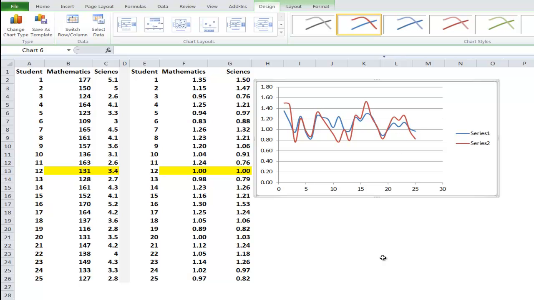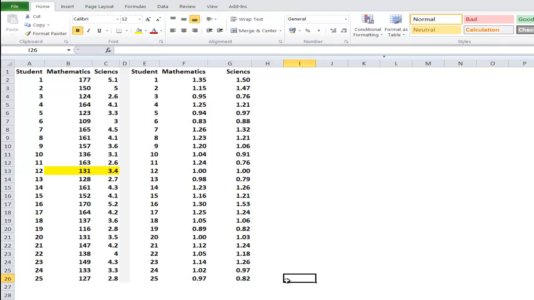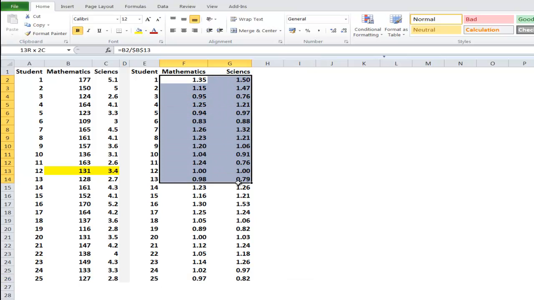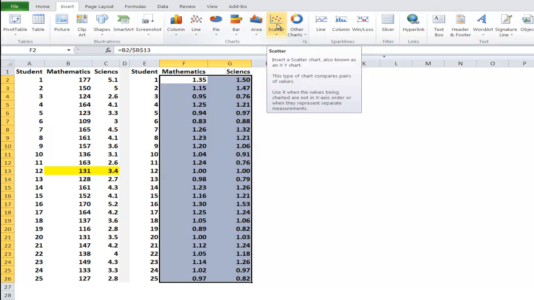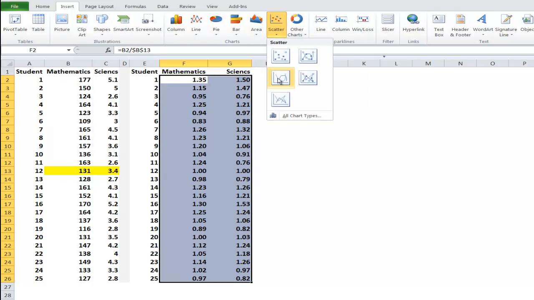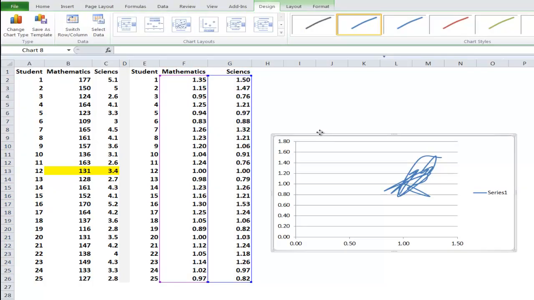Anyway, so there we've got the comparison. Now what I want to do is get rid of that for a second. I want to compare mathematics and science together to see what they look like. So I'm going to do yet another little graph. Take scatter diagram, and I'll take here as well, and put it in.